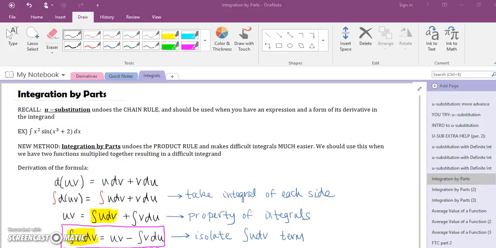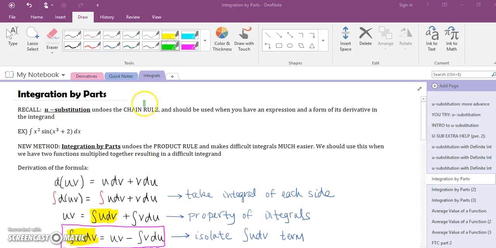Everybody, this is a video on integration by parts, the second of the 3 more advanced techniques for doing antiderivatives of difficult integrals. So we just did U sub, that's for undoing the chain rule. So you do not want to mix up what we're doing now with U sub. U sub is chain rule, that's whenever you have an expression and a form of its derivative in the integrand.